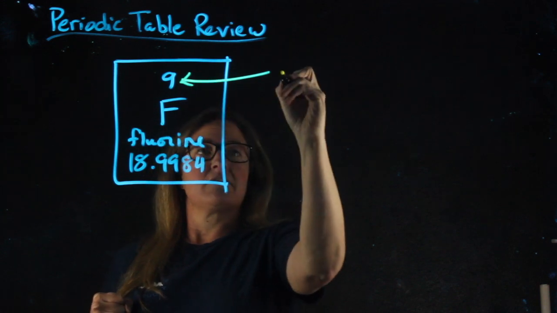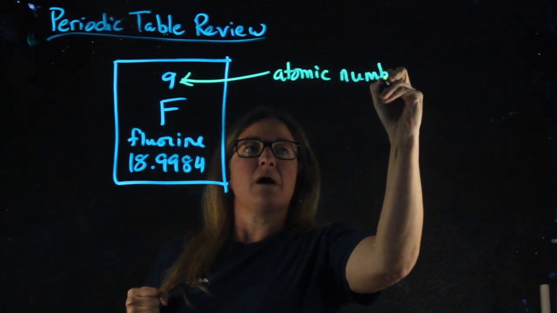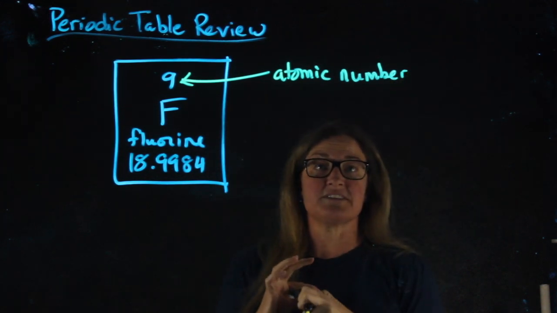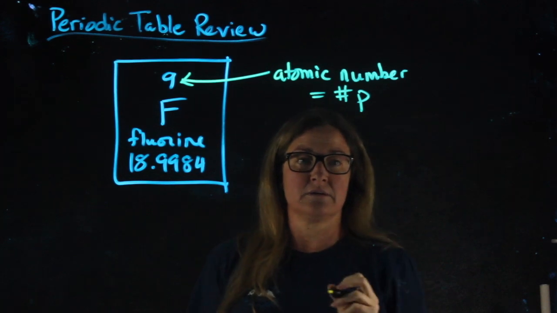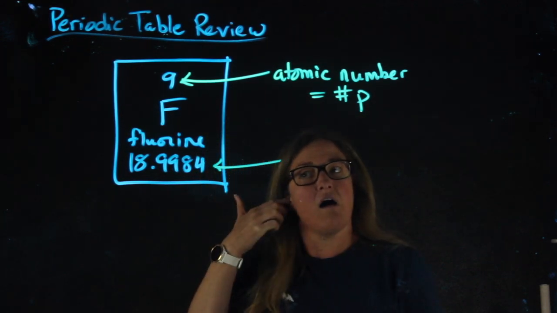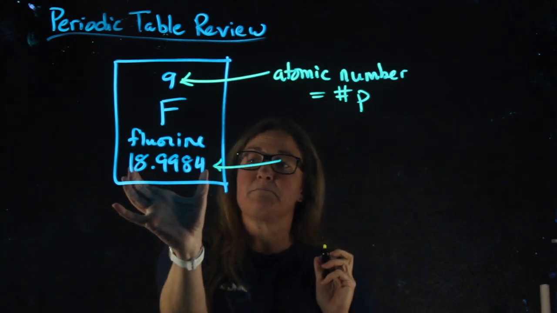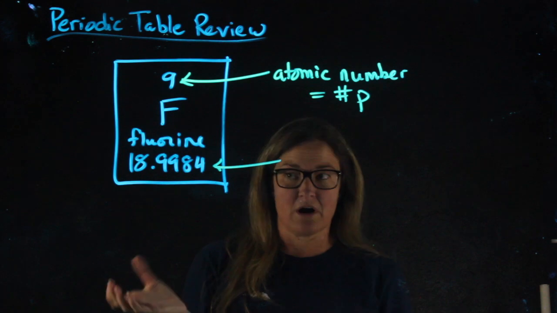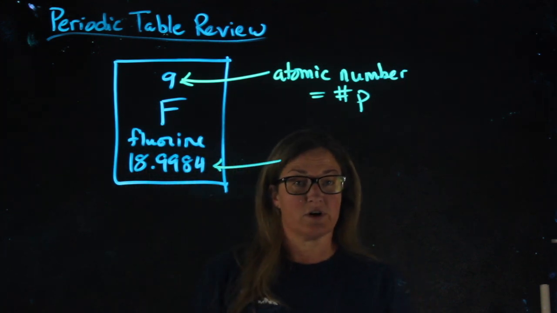This number here, the number at the top, is the atomic number. And the atomic number is 100% of the time equal to the number of protons. The number that you see down here, we can call a variety of things. For this one in particular, on the periodic table, it's not a whole number. And the reason it's not a whole number is it's an average of all of the atoms of fluorine that have been identified.